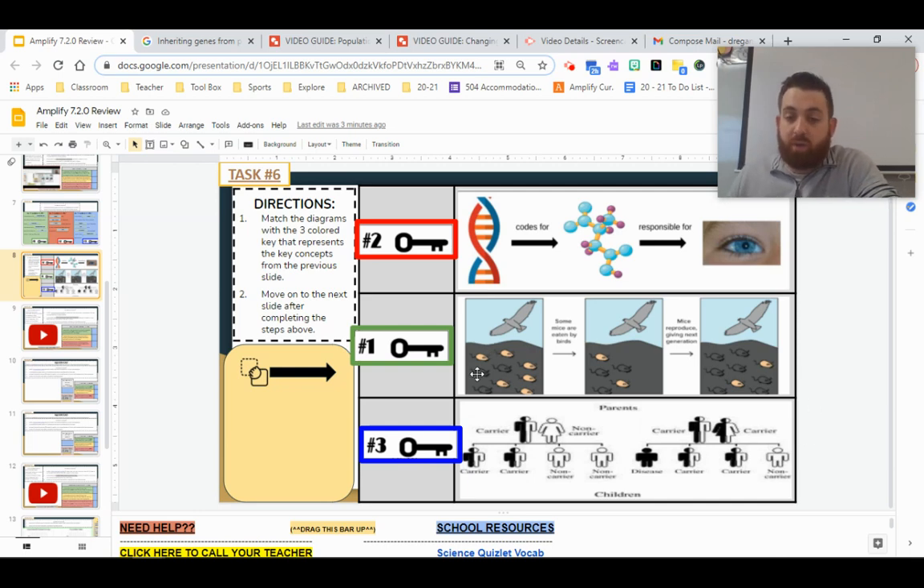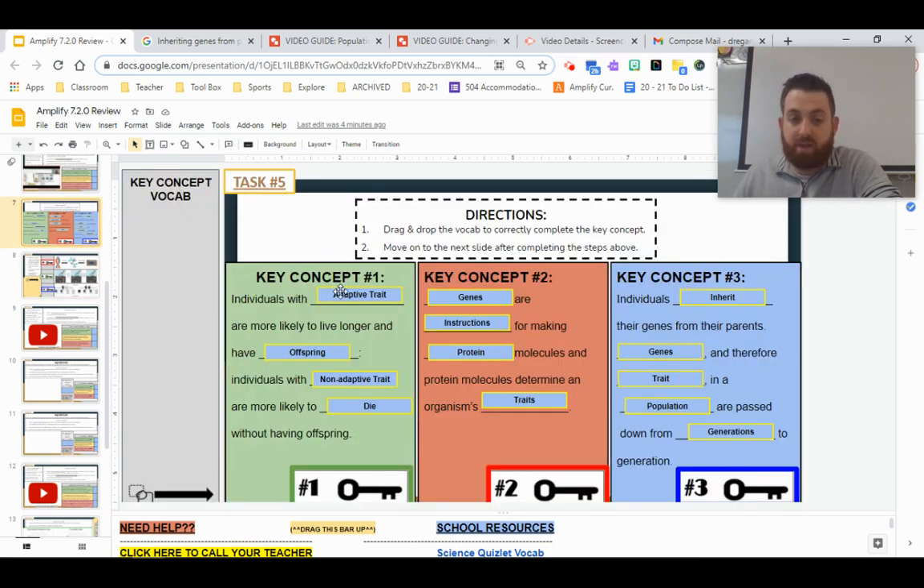When we look at the diagram, we're able to identify, hey, the background is gray or black, I guess, and those gray and black mice tend to live. If we look at the middle one, there's more of those than the white ones. And then last but not least, obviously there's more black, meaning they reproduced. So I'm able to look at this key concept and say, okay, the adaptive trait was black. The offspring that were more likely to live were the black ones. The individuals with non-adaptive, the white, were dying, and their numbers were going down.